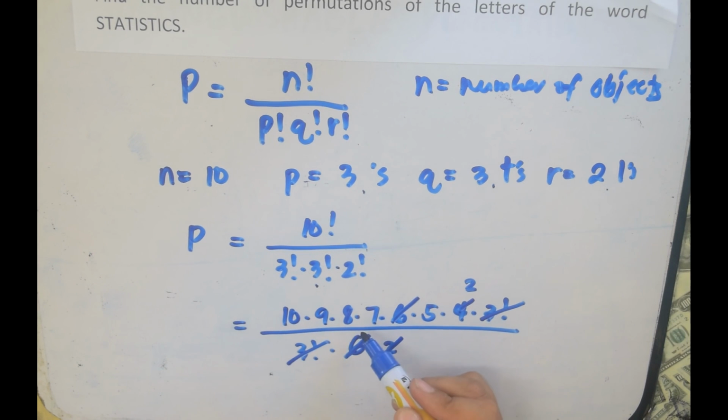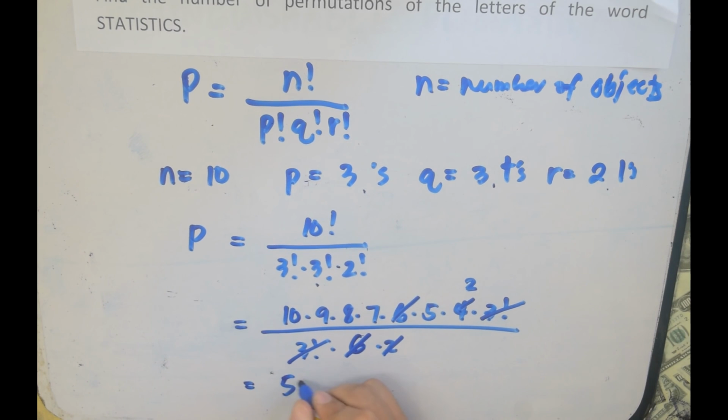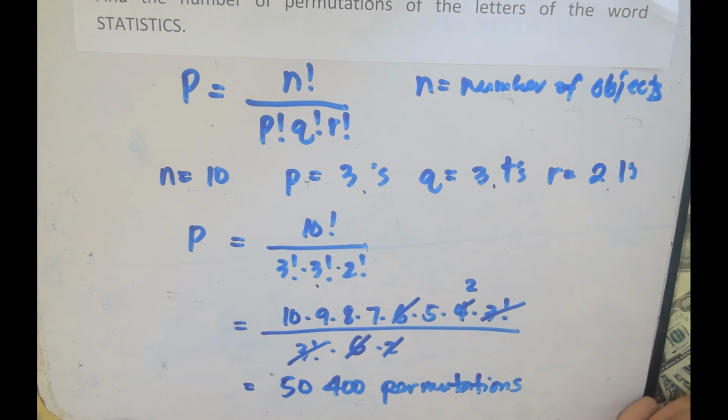So 10 times 9 times 8, this is what remains. 10 times 9 times 8 times 7 times 5 times 2 is 50,400 permutations, or 50,400 ways that you can arrange the letters of the word STATISTICS. So there are 50,400 permutations or 50,400 arrangements that you can form when you are going to arrange the letters of the word STATISTICS. Okay?